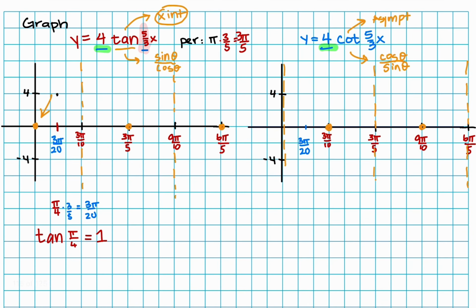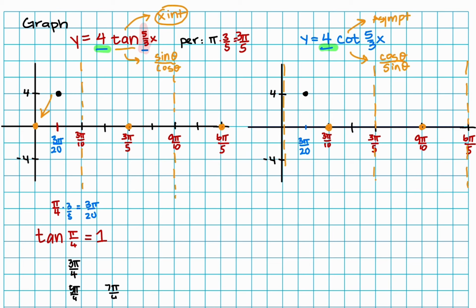So I know that my halfway point is going to be located right there, 3 pi over 20 at 4, and 3 pi over 20 at 4 on the second function. Now, if you take a look at the unit circle, pi over 4, its other angles are 3 pi over 4, and then 5 pi over 4, and again at 7 pi over 4.